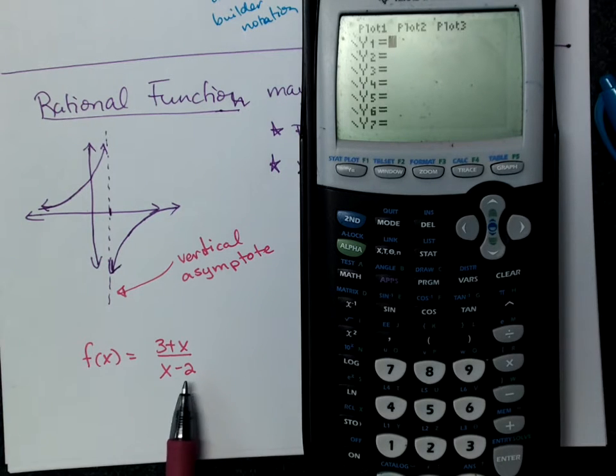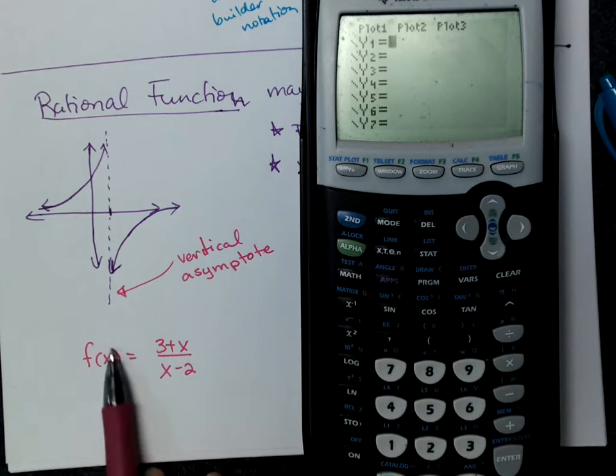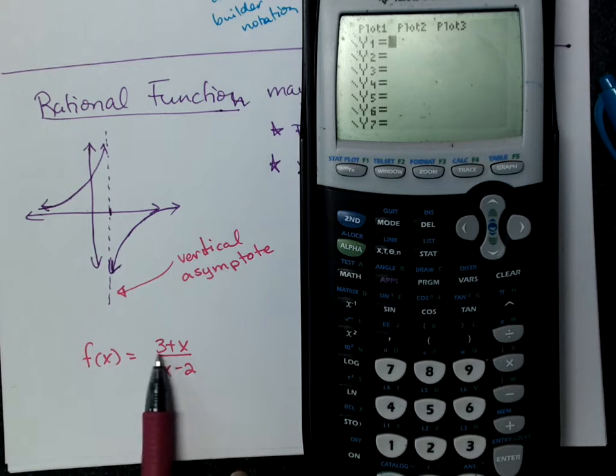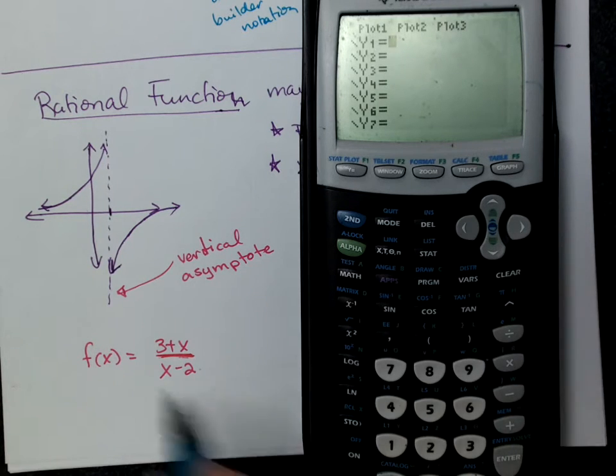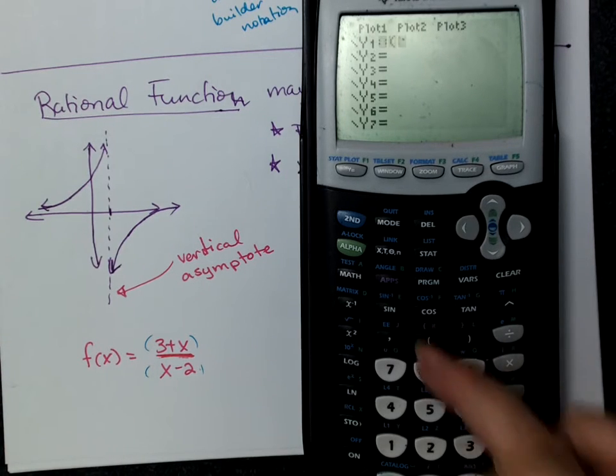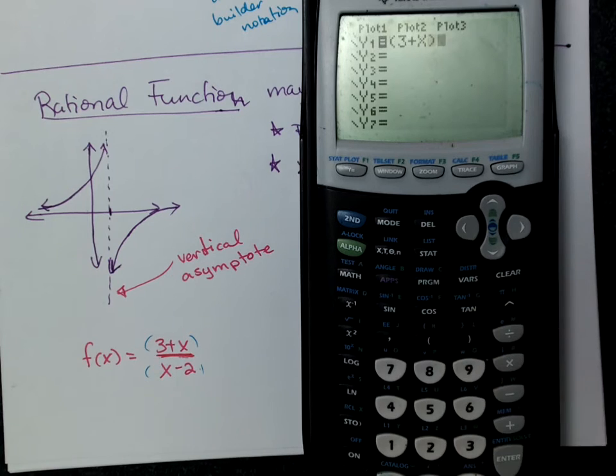Now, when you enter it, it's already solved for y, so you can just enter it in. But when it is rational, this bar means something. You have to tell the calculator, here's my numerator, here's my denominator. So when you enter it in, make sure you lock it up. You would enter parenthesis 3 plus x, close the parenthesis. There's my numerator. Divided by, that's our rational bar, the division sign. And then parenthesis x minus 2. Make sure you're using the minus sign, not the negative sign.